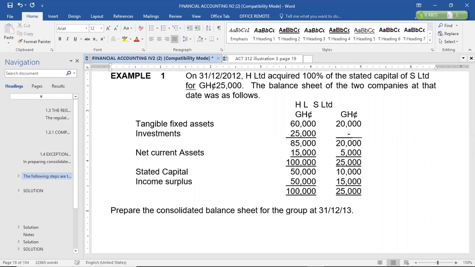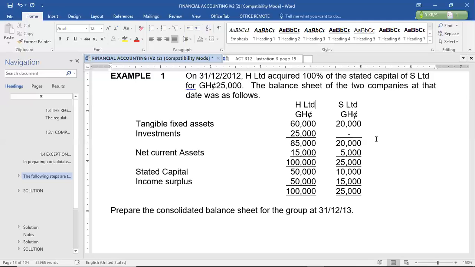So their total, which is the net current assets, you have 15 and 5. Then you have the finance by section: the stated capital and the income surplus. But the question is asking you to prepare the consolidated balance sheet for the group at 31st December 2013.